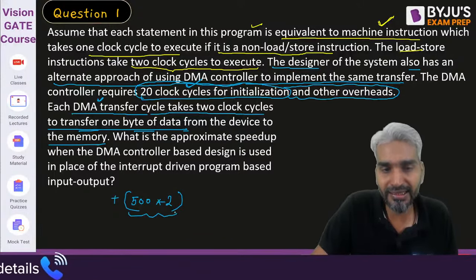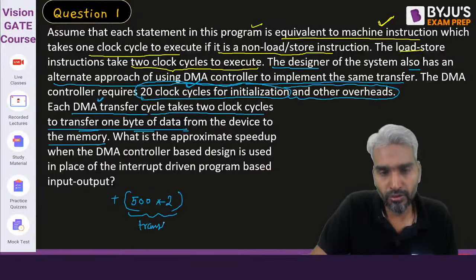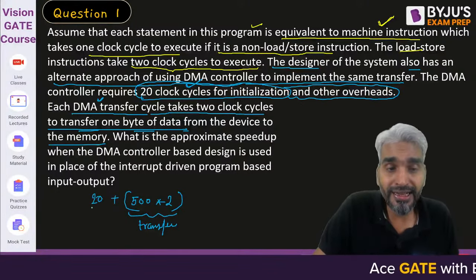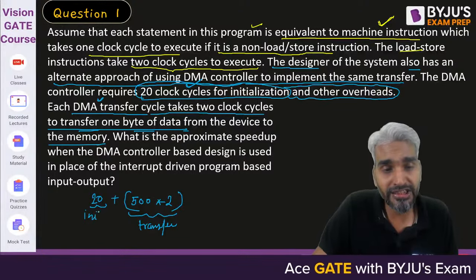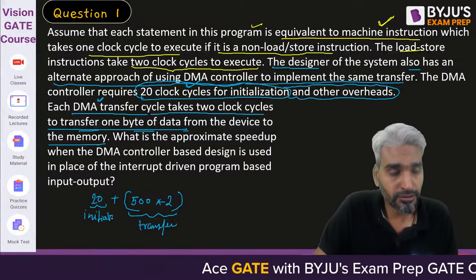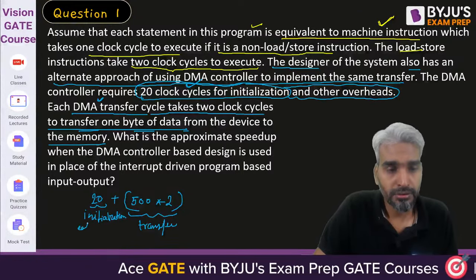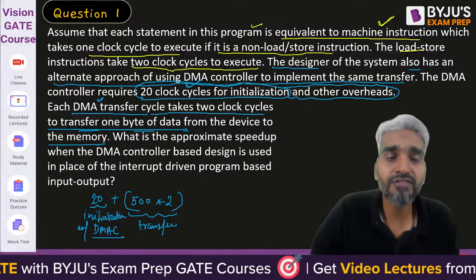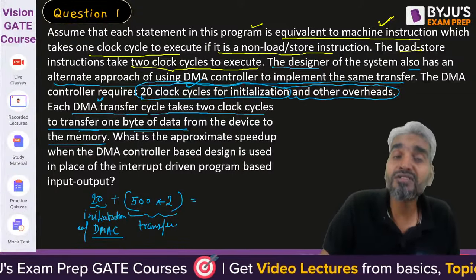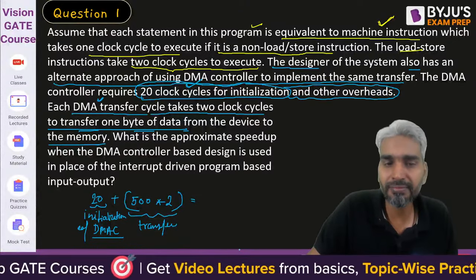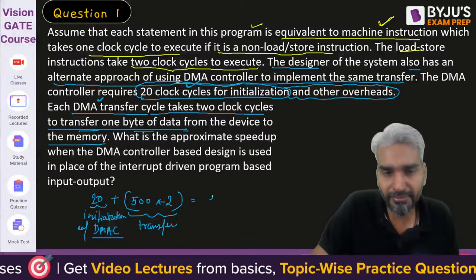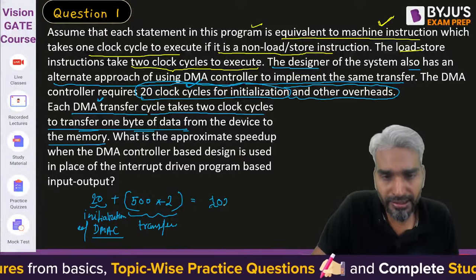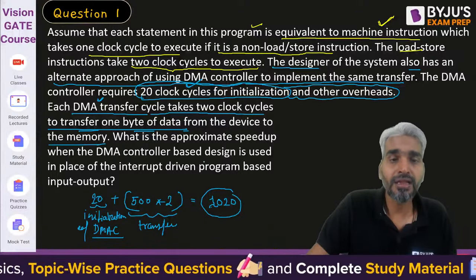Those many cycles will be required in this transfer. Apart from that, 20 cycles will be required for the initialization of the DMA controller, DMAC. So how many total cycles will be required while you are using the DMA controller? Sir, when we are using the DMA, the total number of cycles required will be 1020. Yes sir, 1020.